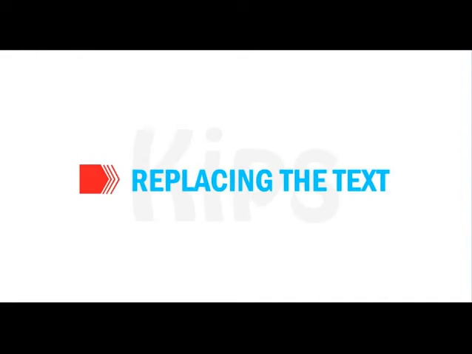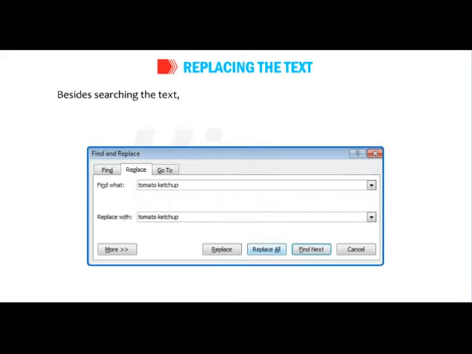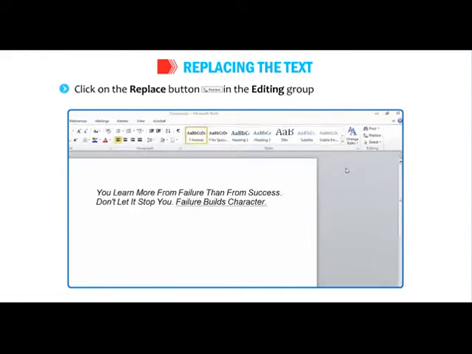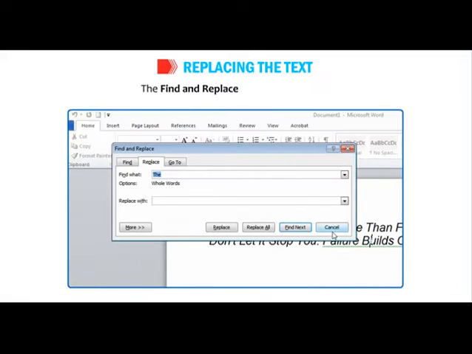Let us understand how to replace the text. Besides searching the text, you can also replace the words or phrases with any alternate text. To replace the text, follow the given procedure. Click on the Replace button in the Editing group on the Home tab. The Find and Replace dialog box appears. In the Find What box, type the text that you want to search for.